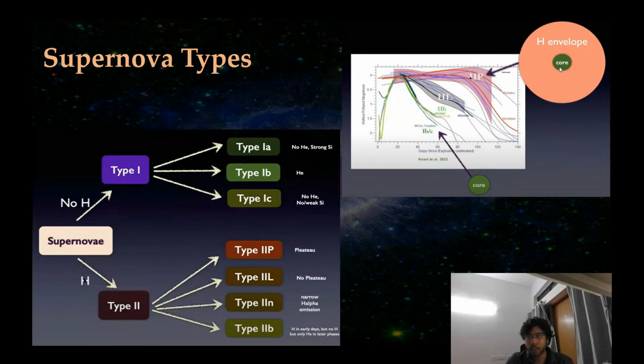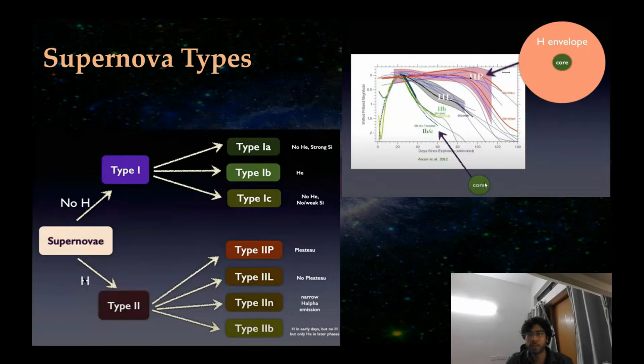For example, if there is a main sequence star which is not very massive, less than, let's say, 10 solar masses or even 20 solar masses, what will happen is that they won't be able to lose their hydrogen envelope by the time they explode. So those stars will retain their hydrogen envelope, and when they explode, we will see these H alpha lines in their emission spectrum.